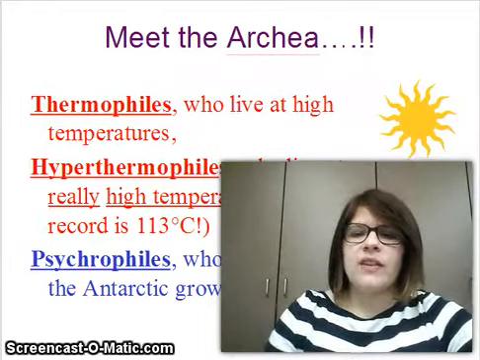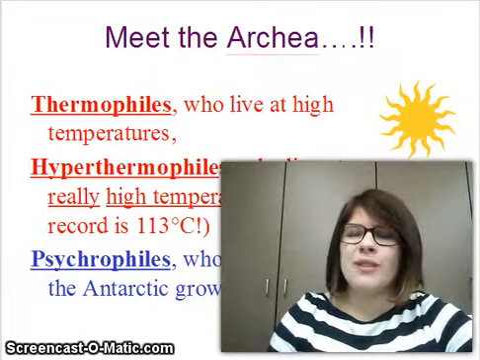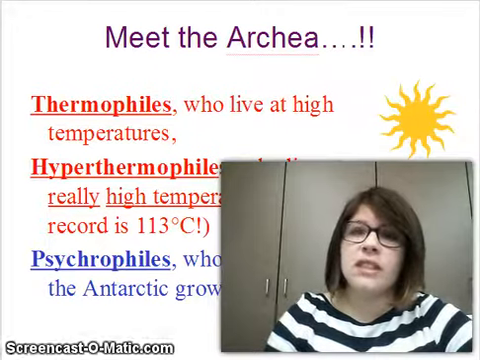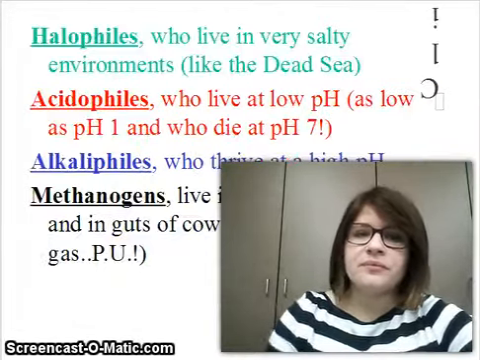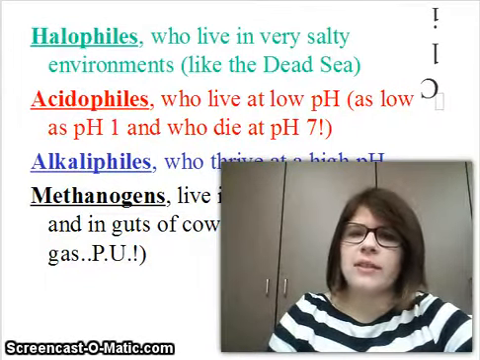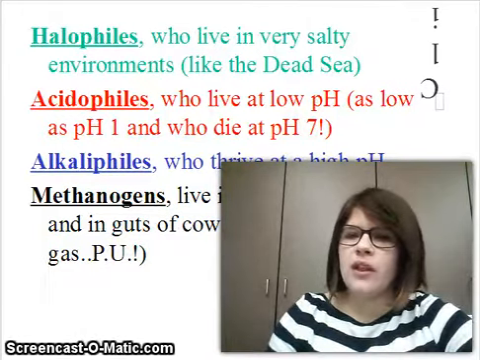Now we have the psychrophiles who like it cold. One in the Antarctic grows below 4 degrees Celsius, or best at 4 degrees Celsius, which is really cold. That's below 0 degrees Fahrenheit. Then we have our halophiles who live in very salty environments like the Dead Sea. Acidophiles who live at low pH. pH as low as 1.